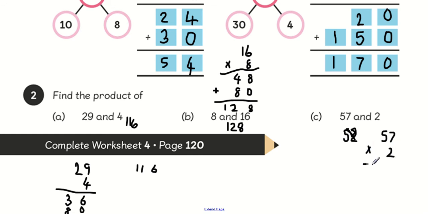Okay, first times the ones. 2 times 7, I know that's 14. So write it in my right columns. 2 times 50, now I know that's 100. 2 lots of 50 is 100.